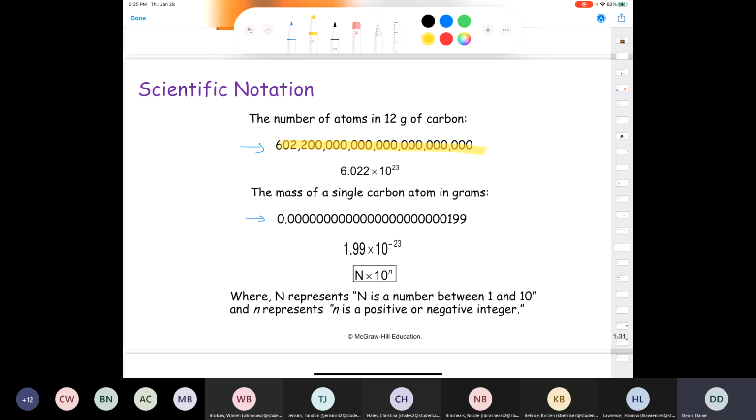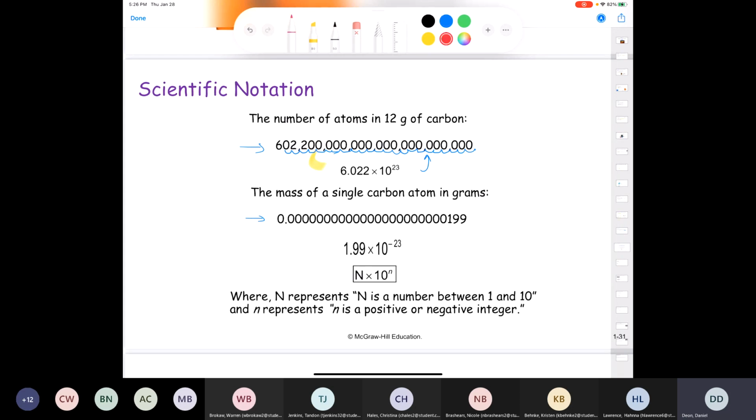It says here the number of atoms in 12 grams of carbon is 6.022 times 10 to the 23, or this big number that I have highlighted in yellow. How do I get from here to here? Well, I start here at the ones place and I go 1, 2, 3, 4, 5, 6, 7, 8, 9, 10, 11, 12, 13, 14, 15, 16, 17, 18, 19, 20, 21, 22, 23. So I multiply this number, 6.022, by 10 to the 23rd power, and I'm going to end up with this number. But it's a much faster way to express that really large number.